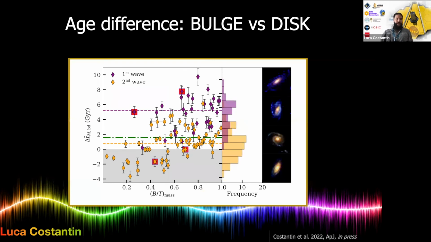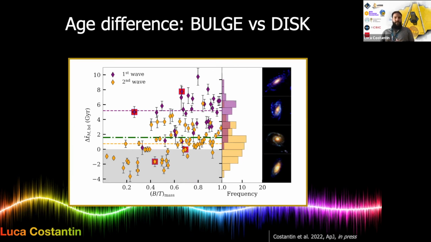Until now, you may realize that I haven't talked about the disk component, but I want just to mention one important detail. Here I'm showing the age difference on the y-axis between each bulge and disk of our galaxies, plotted as a function of the bulge-to-total mass ratio. Purple symbols are again for first wave bulges, while orange symbols stand for second wave bulges. And for all points that are above the gray shaded region, the bulge component is older than its disk.